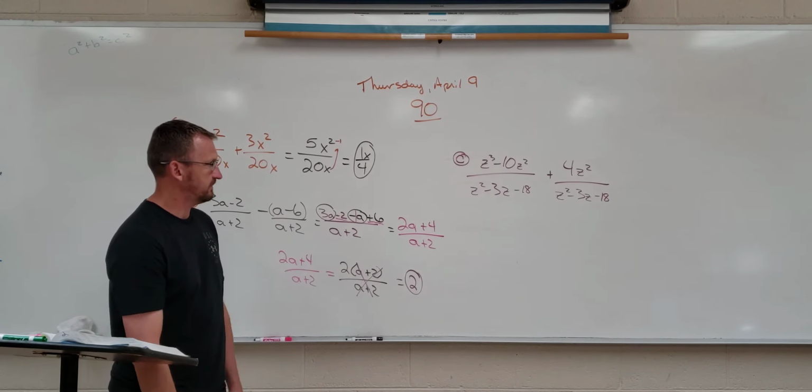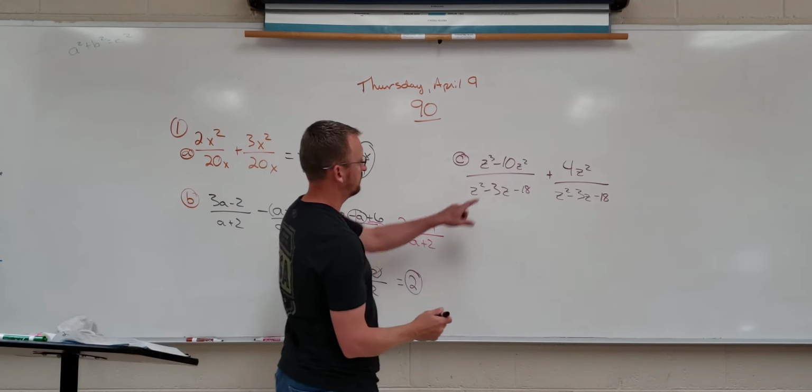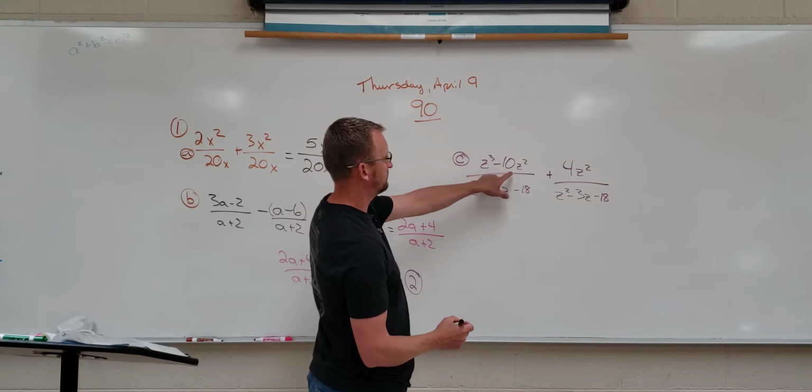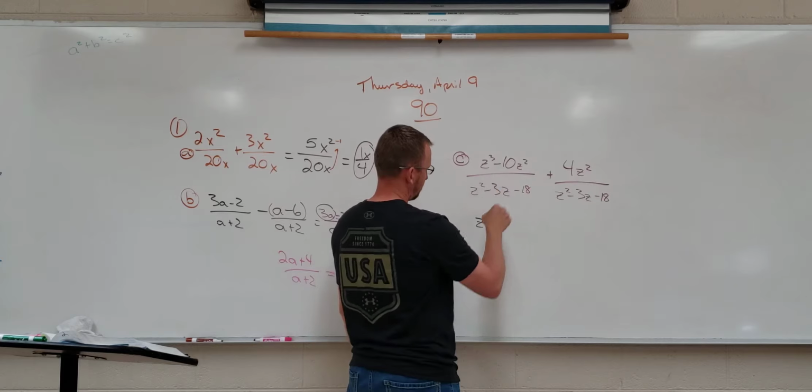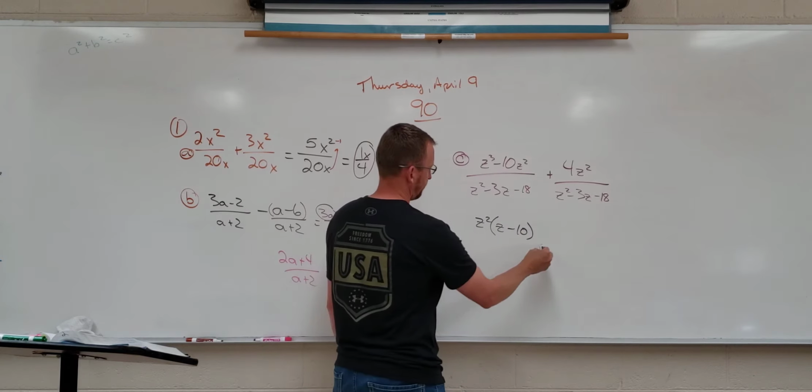So we need to simplify everything. What do these have in common? A z squared. So if I take a z squared out, 3 minus 2 leaves me with z to the first, z squared and z squared cancel, so I end up there.